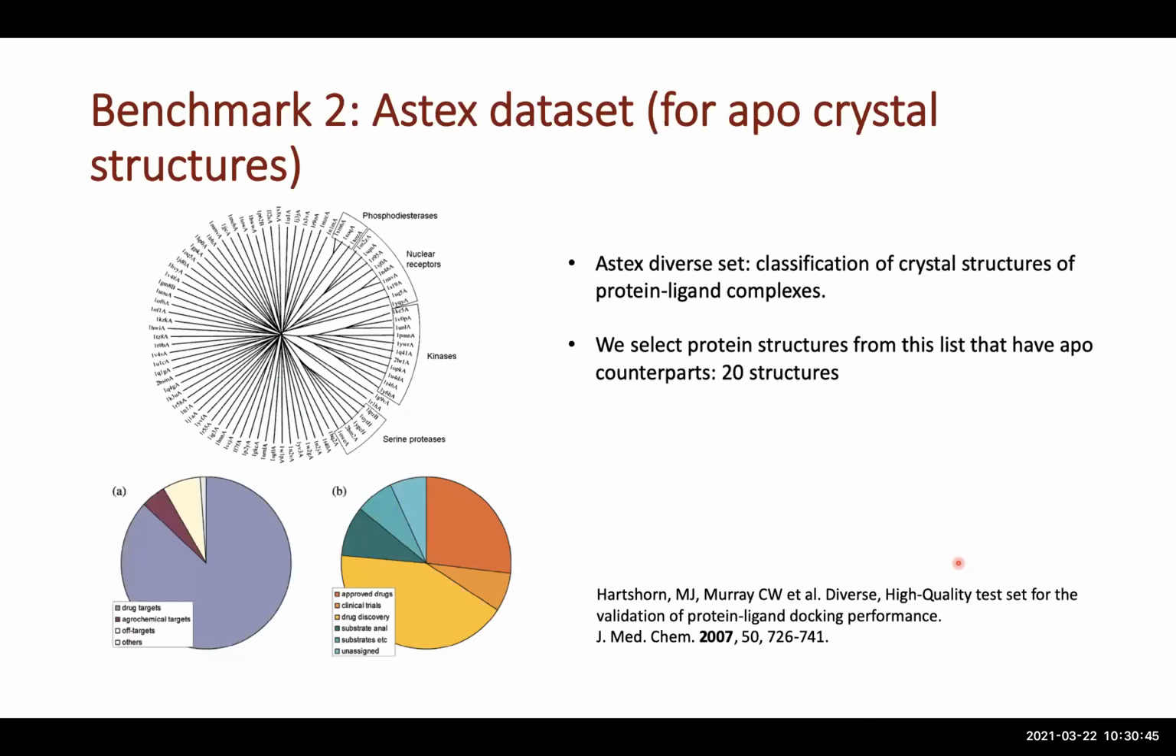For benchmark number 2, we select apo crystal structures. And these proteins come from Astex's diverse set, which is another data set that contains diverse number of protein ligand complexes, where we select the proteins from this list that have apo counterparts. And there are 20 structures from this list that we use for ligand binding site structure refinement.